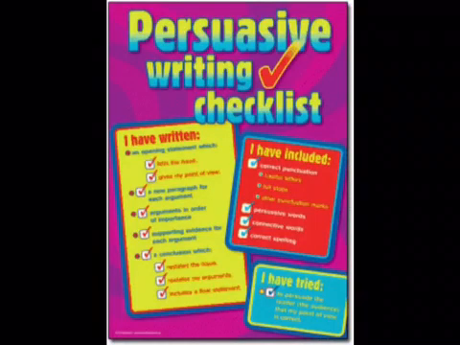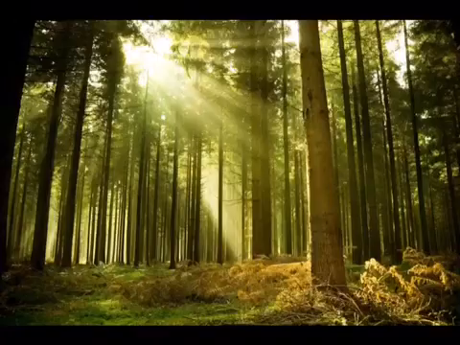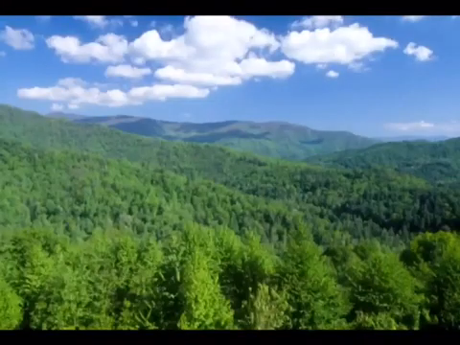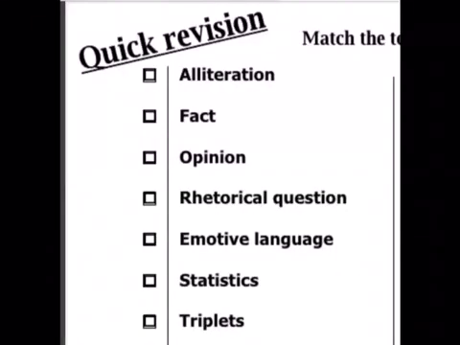Now, what we have to do to write a really good piece of persuasive writing is to have a list of things to include. That's what authors of great persuasive writing do. Here's a picture of a forest. Here's a picture of another forest. A forest can help us remember what to do to include in our persuasive writing to make it really fantastic. And here is what the letters A, F, O, R, E, S, T can stand for.